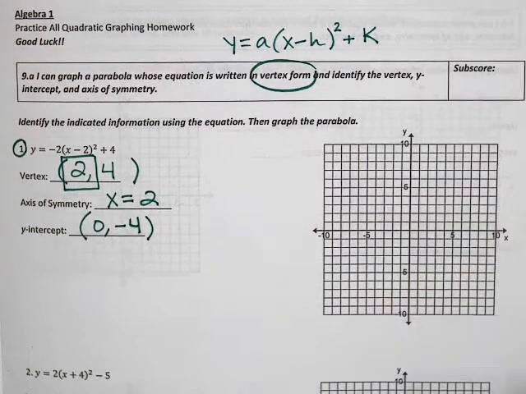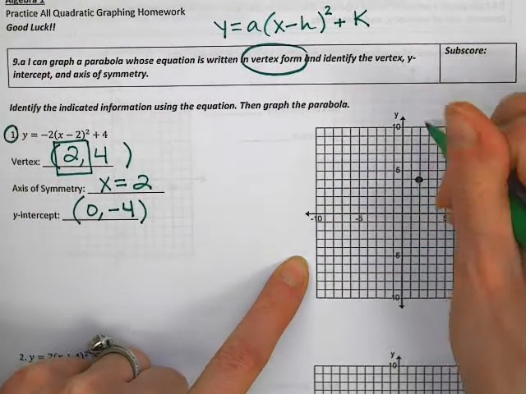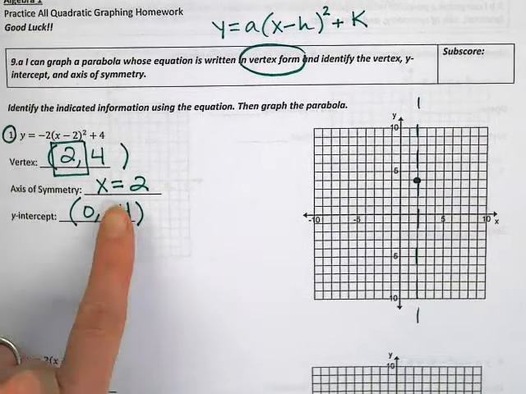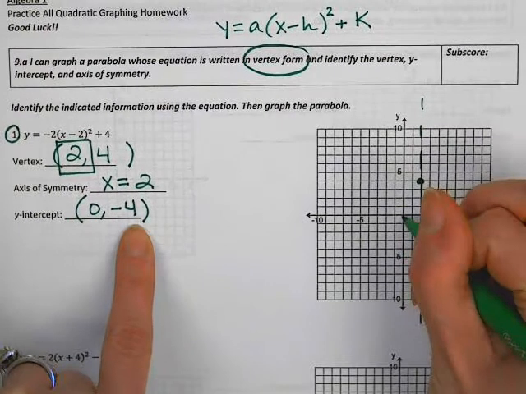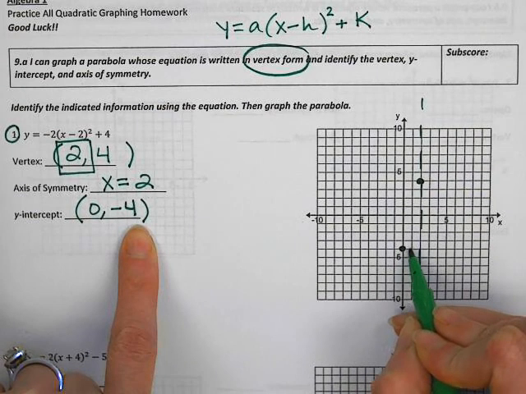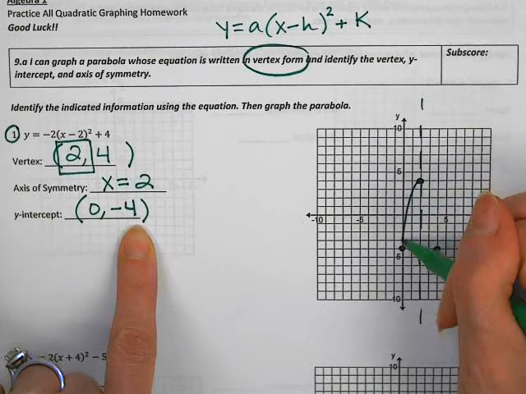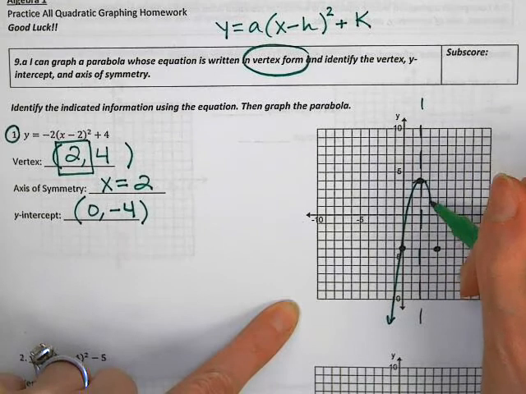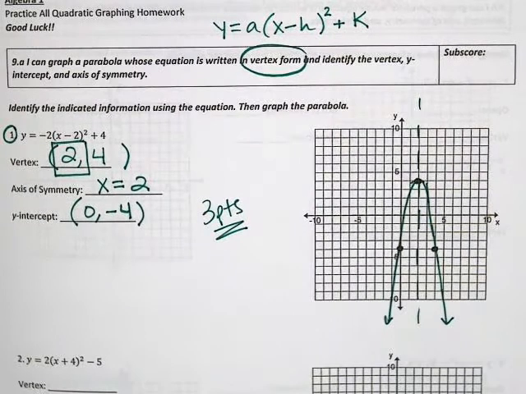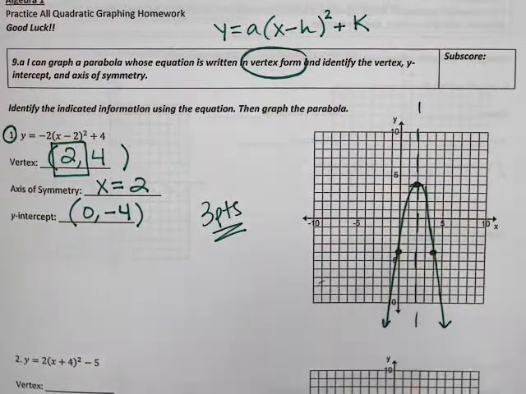Let's sketch the parabola. So vertex at 2 comma 4. Line of symmetry always cuts down the middle, right? We have y-intercept at 0 comma negative 4, and we have our freebie point. If it's 2 away, it's going to be 2 away the other direction. That's all you need for vertex form. You only need 3 points, because we hadn't talked about zeros yet. So for vertex form, you need 3 points. Done.